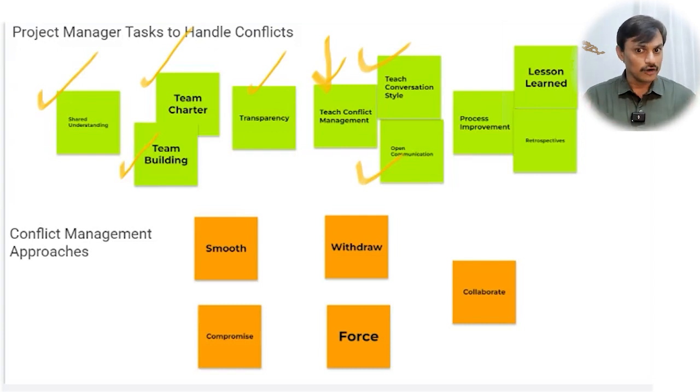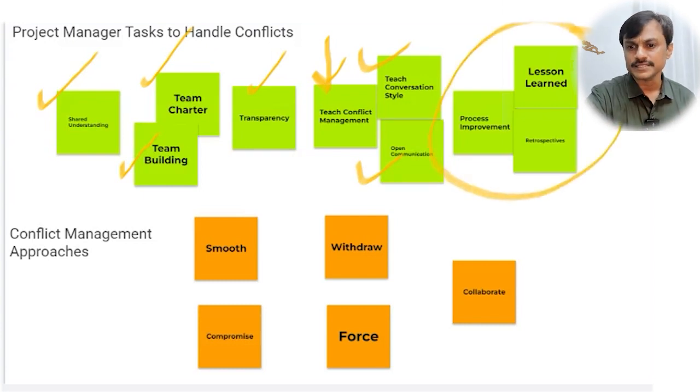So again, we don't make conflict zero, but we want to ensure that conflict remains at a healthy level, which is problem to solve level. So I teach people conflict management. I teach them how to speak, how to give feedback. Then we continuously focus on improvements, lessons learned, retrospective meetings, process improvements. We reflect on what is working and what is not working.